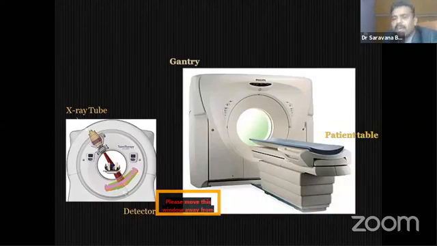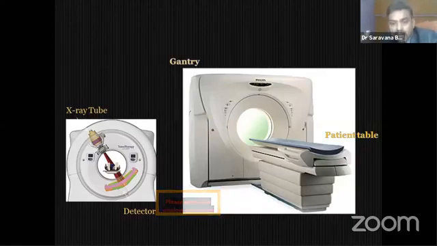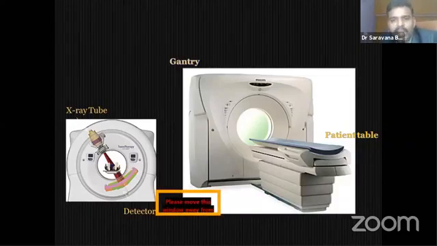Okay, namma which area we are going to scan, which slice thickness we are going to use, everything is predetermined. After that, the table is going to move into the gantry. One complete 360-degree rotation for capturing one single slice. For further slices, the table will move further into the gantry. I am telling this slowly, but the process will be in speed. Okay, this is the basic principle of computer tomography.